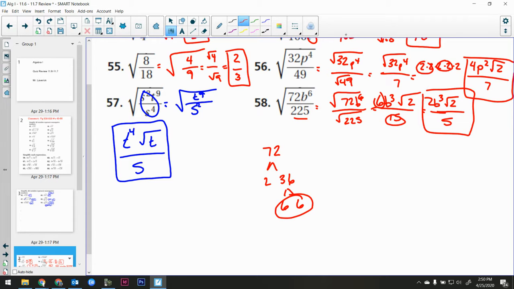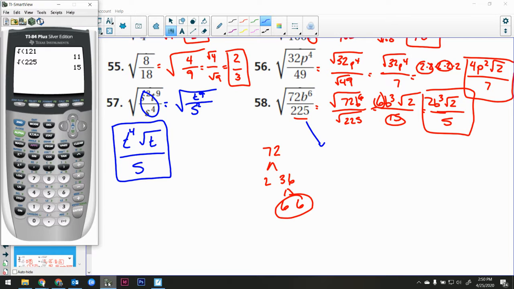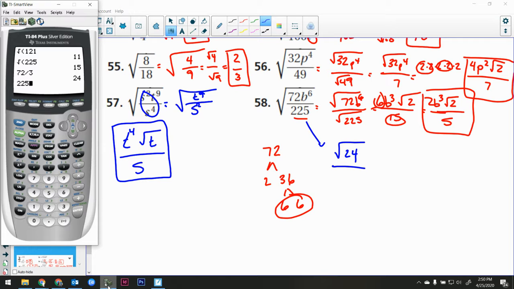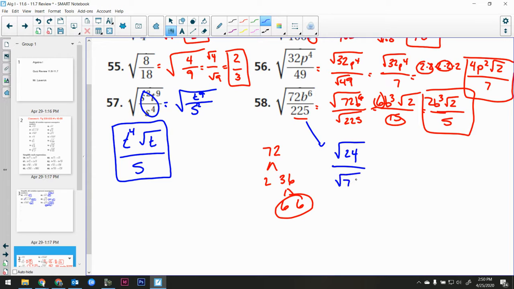What I should have done from the beginning is probably reduce to that fraction. But I didn't really see offhand that 72 and 225 were both divisible by 3. If I did that, what is 72 divided by 3? 24. I'd get the square root of 24 over whatever 225 divided by 3 is, 75. Square root of 75. Okay, and then you could reduce that. Nonetheless, you'd still get the exact same answer here.